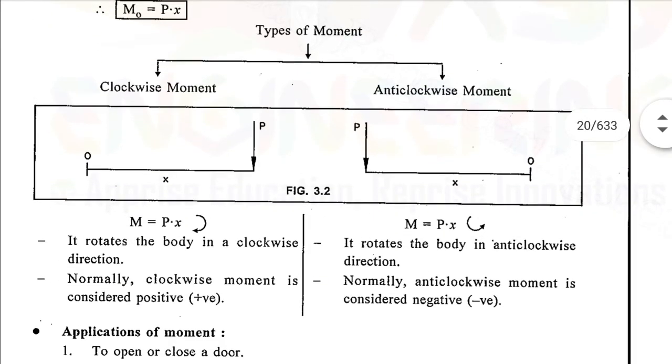So next one, types of moment. Okay. So first one is clockwise moment. Second one is the anti-clockwise moment. Here P is acting downwards, so the moment is in clockwise direction. It is rotating the body in clockwise direction. So P into x. Here this one is the anti-clockwise moment. Here P is acting downwards, and the body rotates in anti-clockwise direction, nothing but opposite to the clock direction. So clockwise moment is taken as positive, anti-clockwise moment is taken as negative.